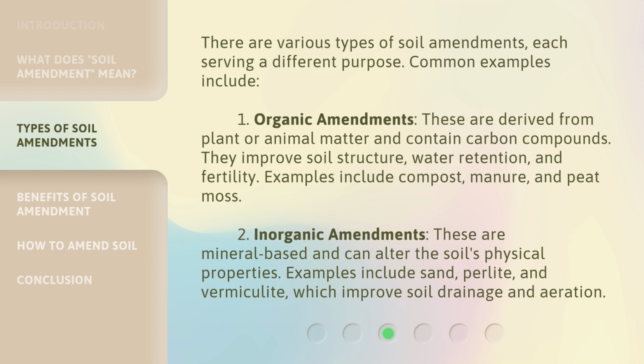2. Inorganic amendments. These are mineral-based and can alter the soil's physical properties. Examples include sand, perlite, and vermiculite, which improve soil drainage and aeration.